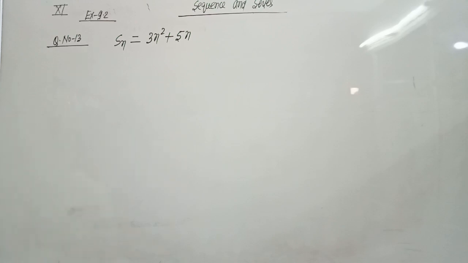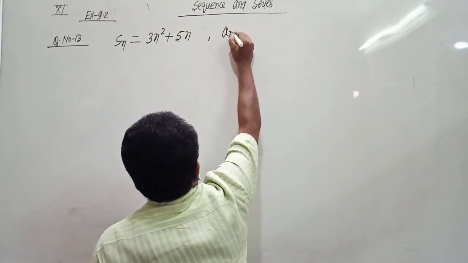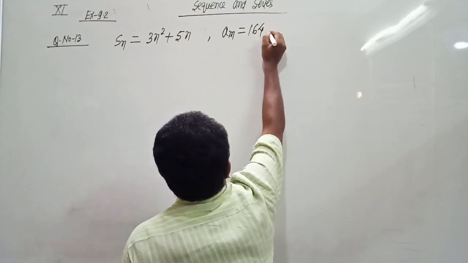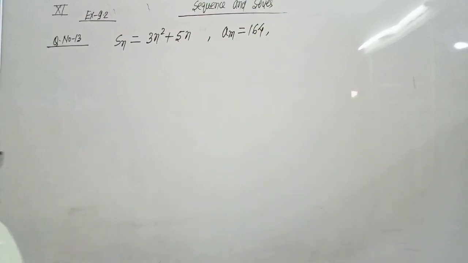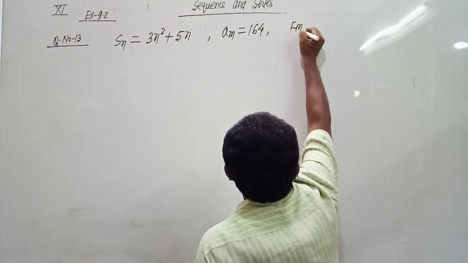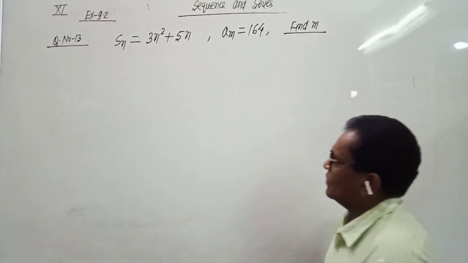And its mth term is 164. Sum of n terms is 3n square plus 5n, and its mth term is 164. Then find the value of m.